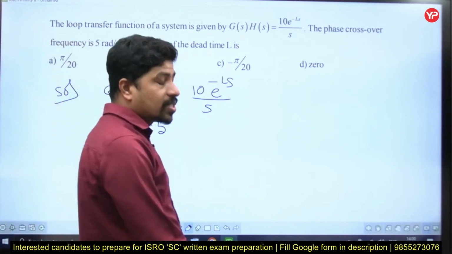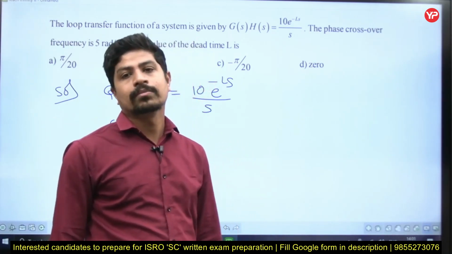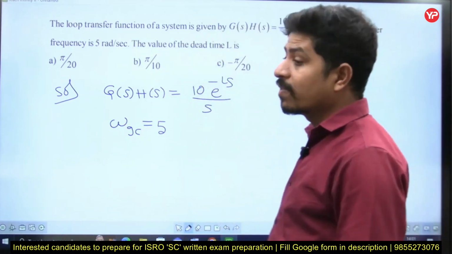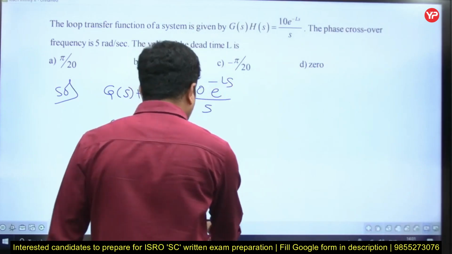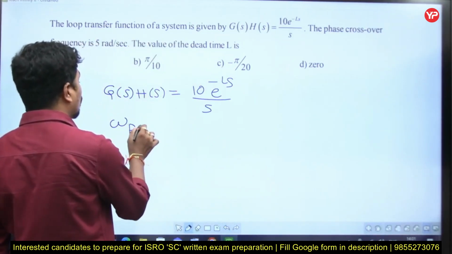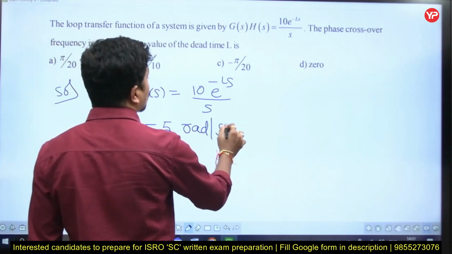What is gain crossover frequency? It is the frequency at which the magnitude of the transfer function is equal to 1. But he has given the phase crossover frequency. What is phase crossover frequency? Just previously I told you, it is the frequency at which the angle of the transfer function is equal to minus 180.